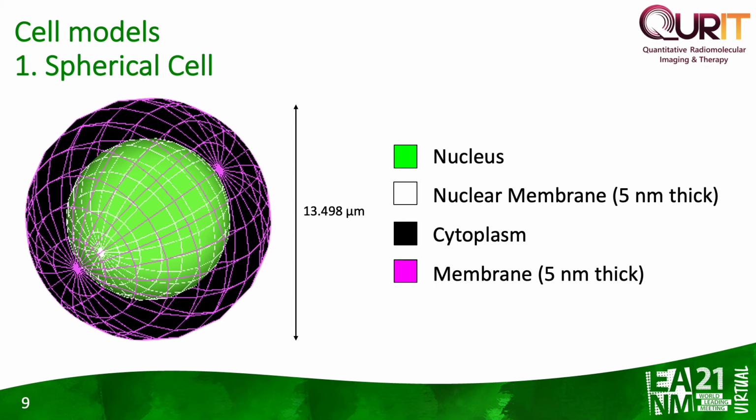Alright, so now I will tell you a little bit about my cell models. Firstly, I will mention all of our models had a nucleus, a nuclear membrane, a cytoplasm, and a cell membrane, and both of the membranes were 5 nanometers thick, although the exact dimensions of the nucleus and cytoplasm varied amongst the models. So for our first model, we had a spherical cell, which was just a spherical nucleus, evenly surrounded by both of the membranes and the cytoplasm.